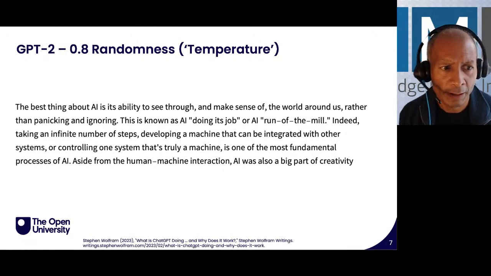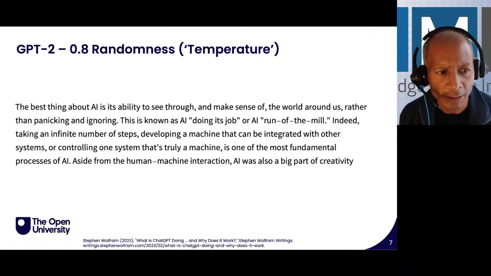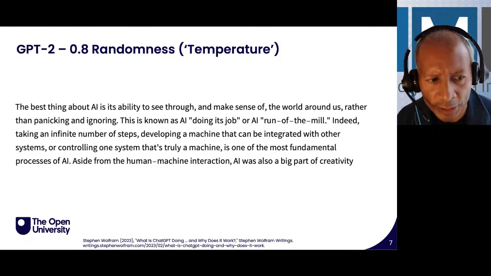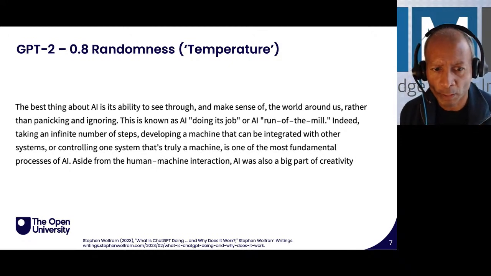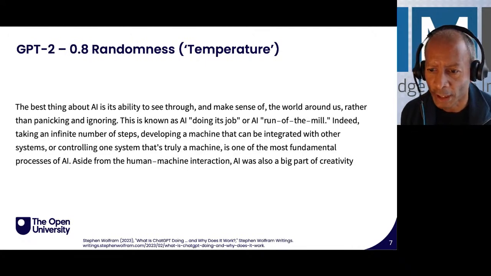I'll just read it out quickly. The best thing about AI is its ability to see through and make sense of the world around us rather than panicking and ignoring. This is known as AI doing its job or AI run-of-the-mill. Indeed taking an infinite number of steps, developing a machine that can be integrated with other systems, or controlling one system that's truly a machine is one of the most fundamental processes of AI. Aside from the human-machine interaction, AI is also a big part of creativity. So you see that that's quite improved.